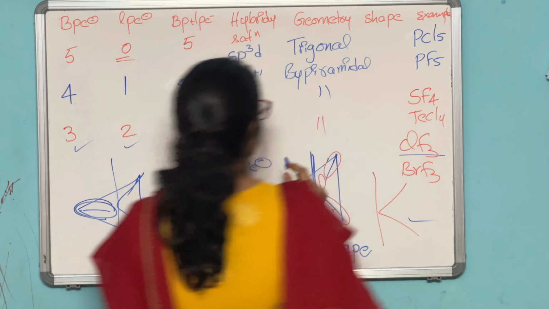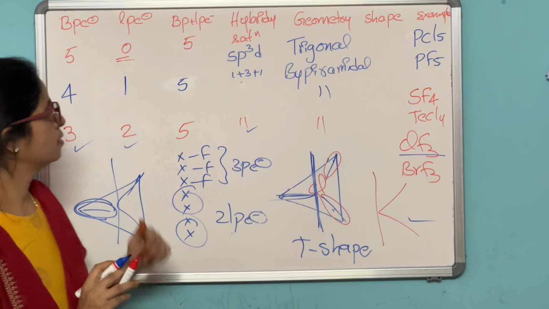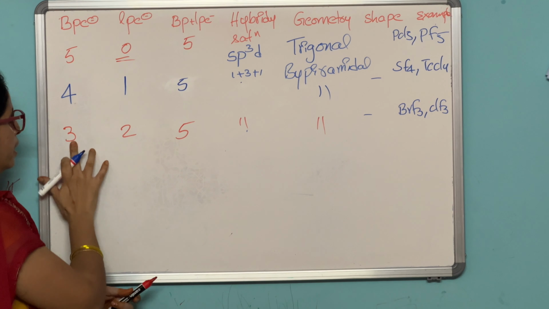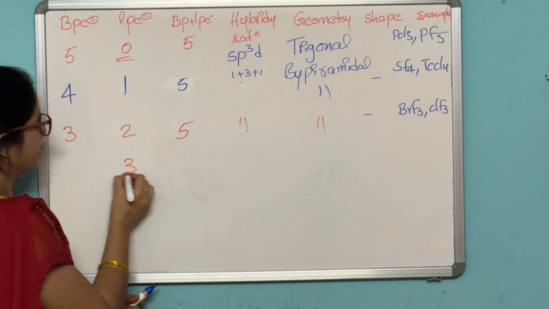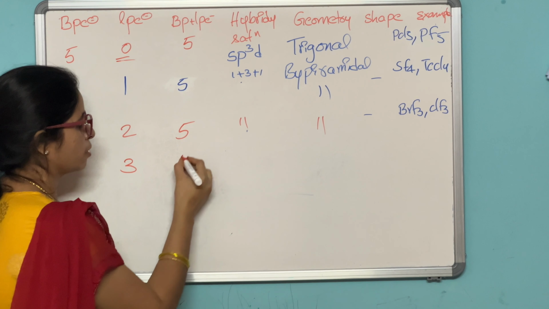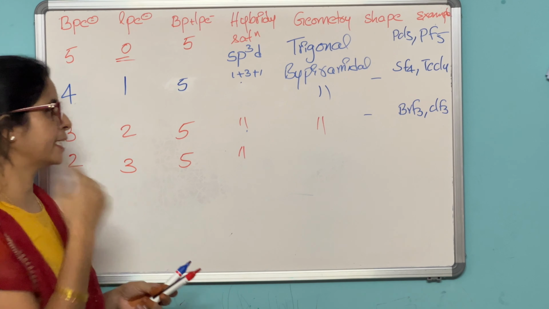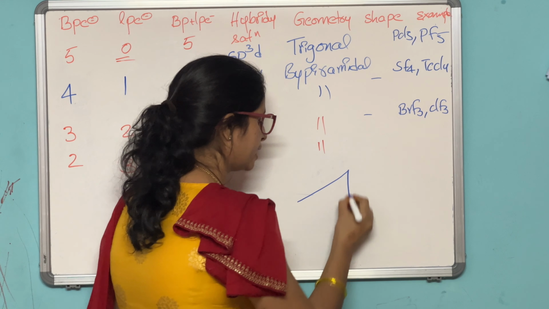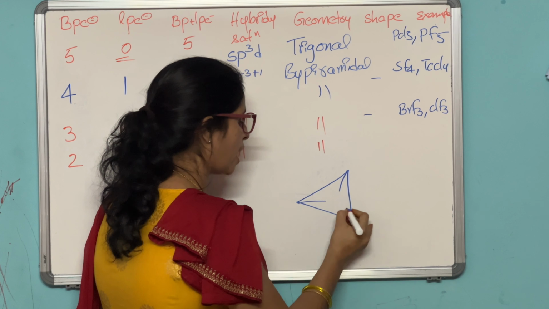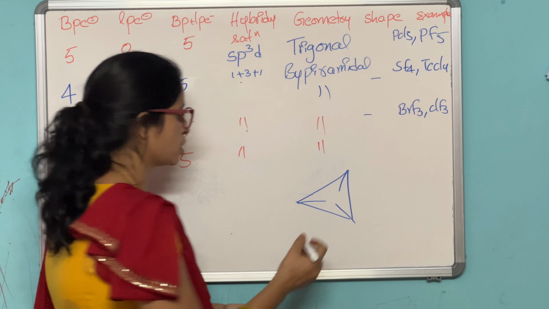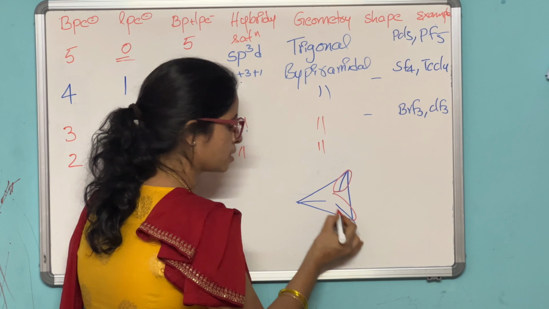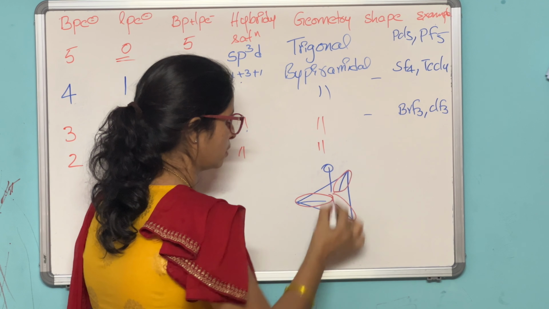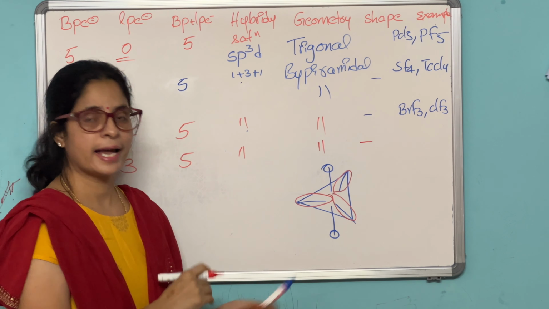Clear? Now we'll move to the next one. If three lone pairs are there with two bond pairs, bond pair plus lone pair is 5, sp3d hybridization, and the geometry is the same trigonal bipyramidal. Where will these three lone pairs occupy? Obviously the equatorial positions. This is an equatorial position, this is also, and this is also. Now, examples for this one.